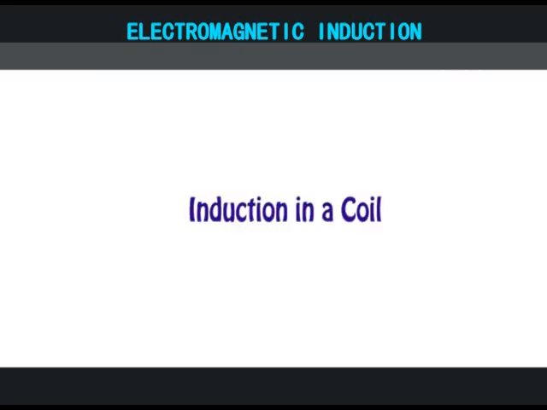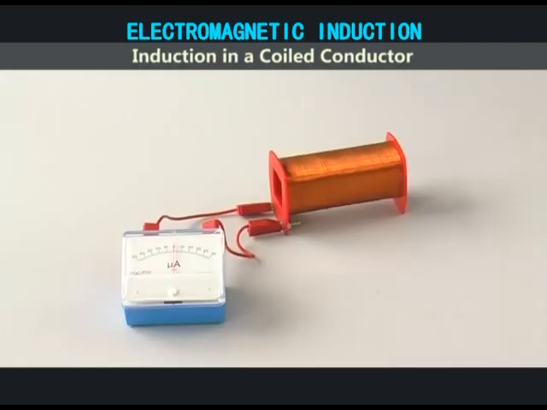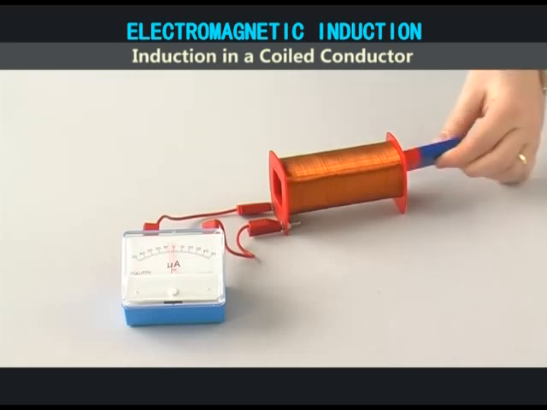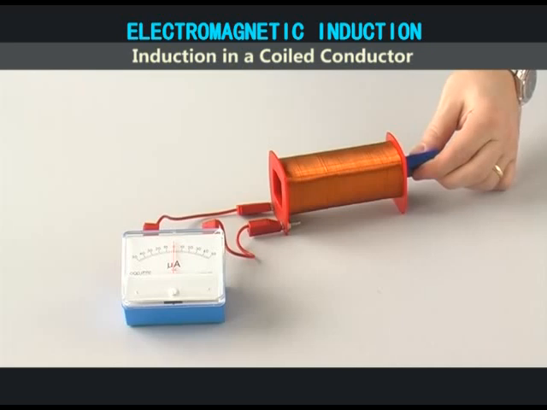We can also induce current in a circular coil of copper wire. We connect its two ends to the two terminals of a sensitive galvanometer with a scale indicating 0. Note that this circuit has no source of electricity. We take a bar magnet and move it swiftly towards the coil with the north pole facing the coil.